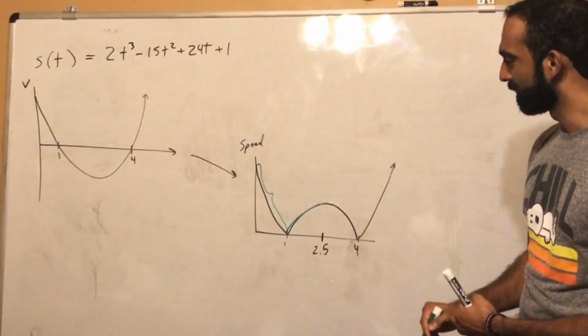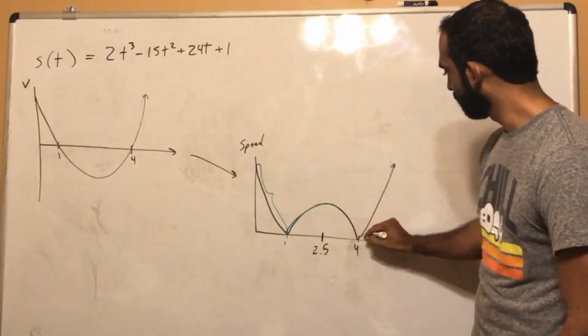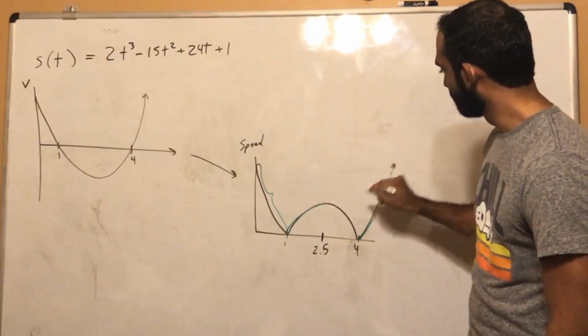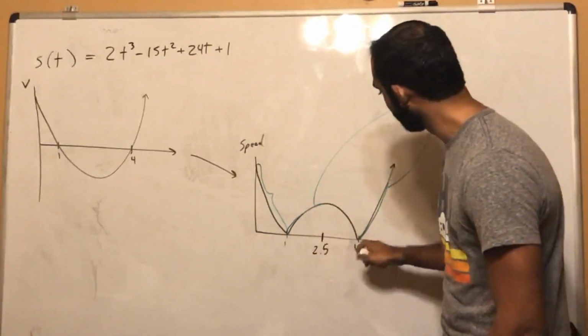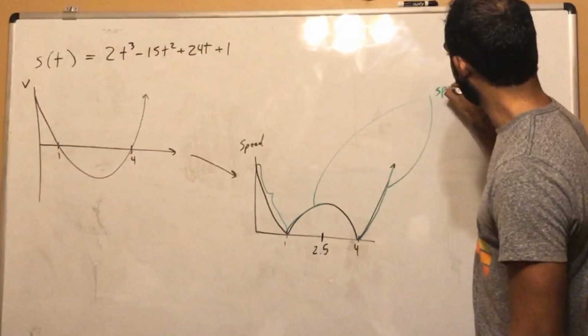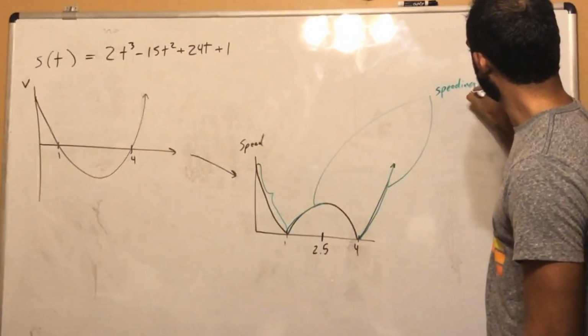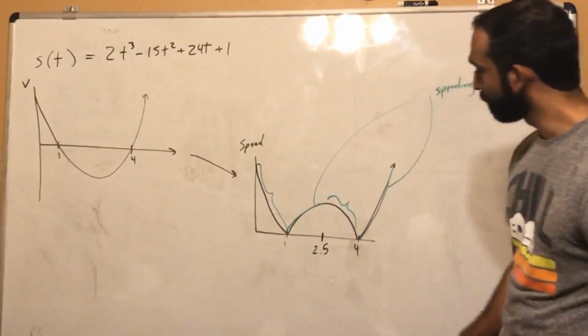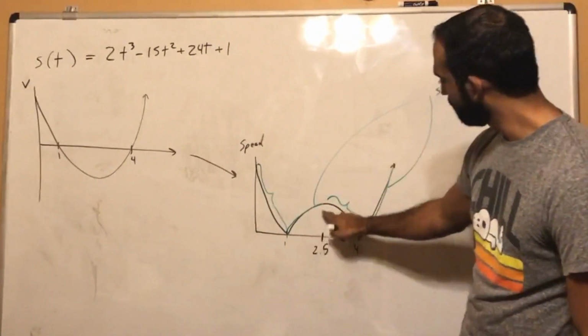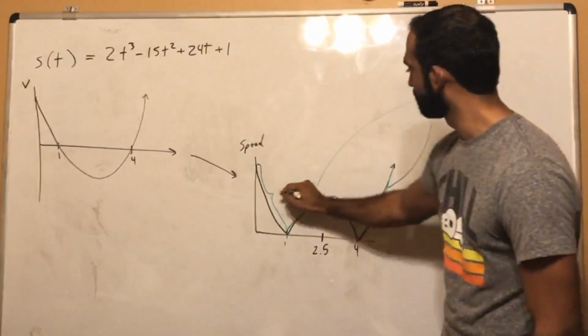Where else do we got some speeding up? 4 to positive infinity. Right. So at these two regions, 1 to 2.5 and 4 to infinity, this thing is speeding up. And on the other hand, from 0 to 1 and 2.5 to 4, this thing is slowing down.